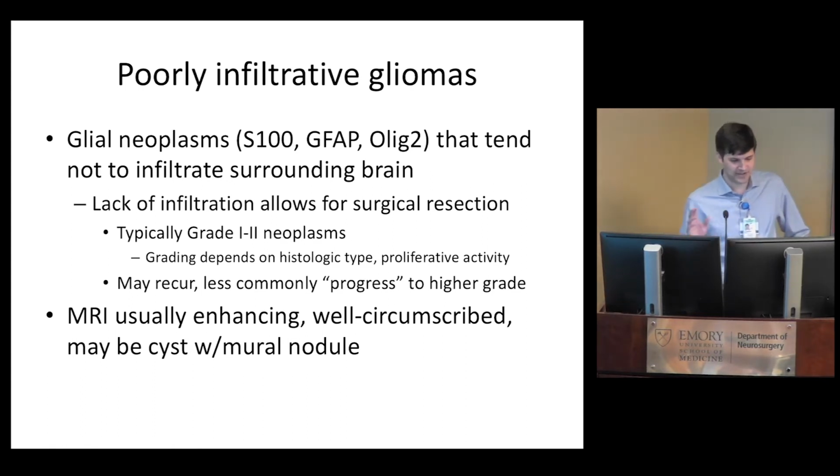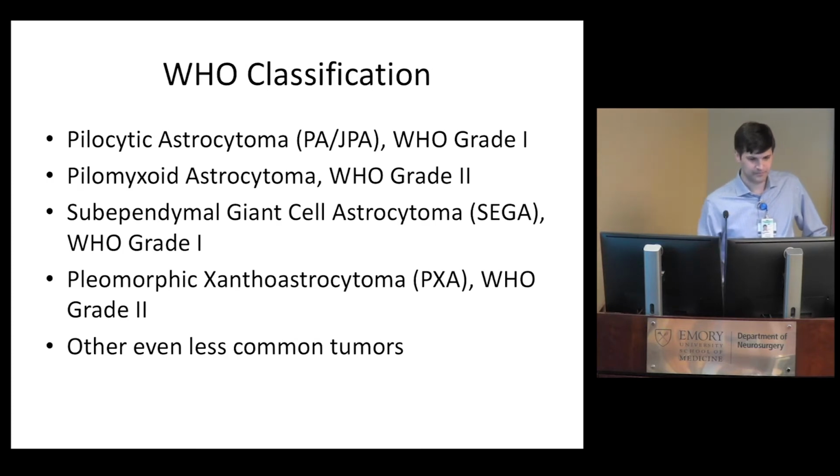It may have a cyst with a mural nodule. So the WHO classification for these things in general: what falls into the category of poorly infiltrative glioma? Pilocytic astrocytoma would, pilomyxoid astrocytoma, which is grade 2, subependymal giant cell astrocytoma, which is a grade 1 tumor associated with tuberous sclerosis, pleomorphic xanthoastrocytoma.